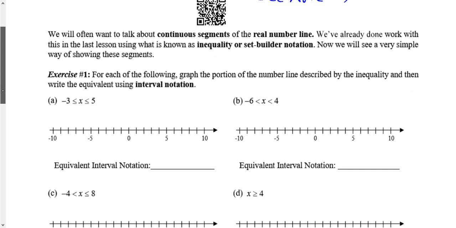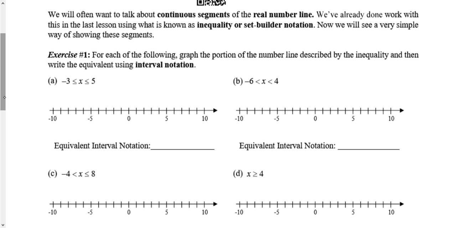I want us to graph this and then write the equivalent interval notation. So this is x between -3 and 5, inclusive on both ends, right? What kind of circles where? Closed to include it, right? Closed on -3, closed on 5. And what would the interval notation be for this? The hard bracket or soft bracket? Hard.